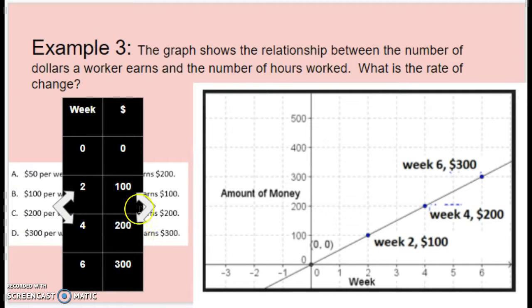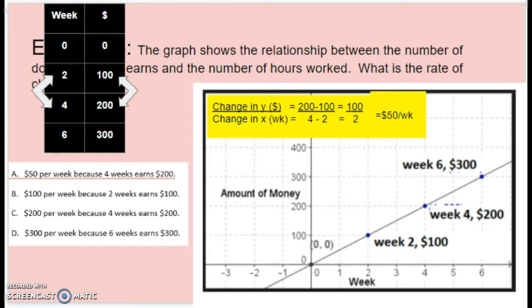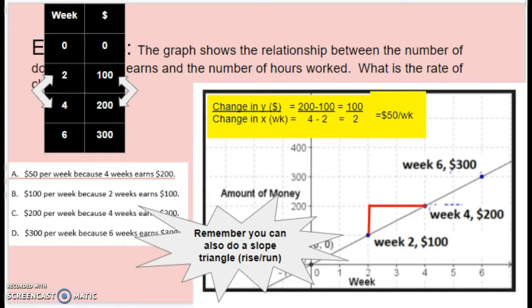I can do a delta y over delta x like I did in my previous problem. And I can see again that if I take my change in y, which in this case is money, and I go 200 minus 100, I'm going to have to subtract the weeks in the same order. So in the bottom, my change in x, I'm going to do a 4 minus 2. Notice I get 100 divided by 2, and that's going to give me my answer of $50 a week, which is answer choice A. Another thing you could do, remember, you could also find any of those 2 points. You can do a rise over run and go from there.